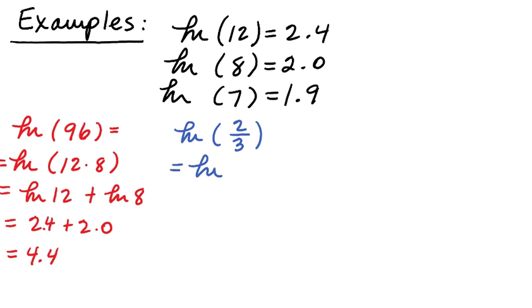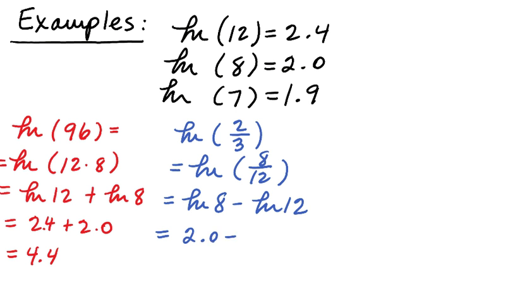So that's equal to the natural log of 8 divided by 12, which is going to be the same as the log of 8 minus the log of 12. So this will be 2.0 minus 2.4, and that would be negative 0.4. You do the natural log of 2/3 in the calculator, and you get negative 0.4. So I'm not always going to lie to you. It's just risky to use the calculator. And I will be saying on the quiz, show the work that leads to your answers, and the grader will be looking for that.